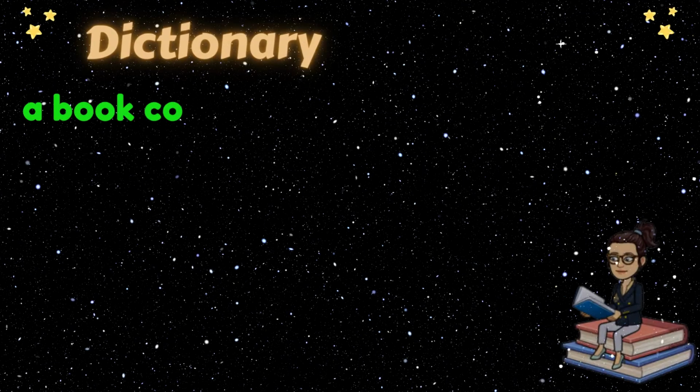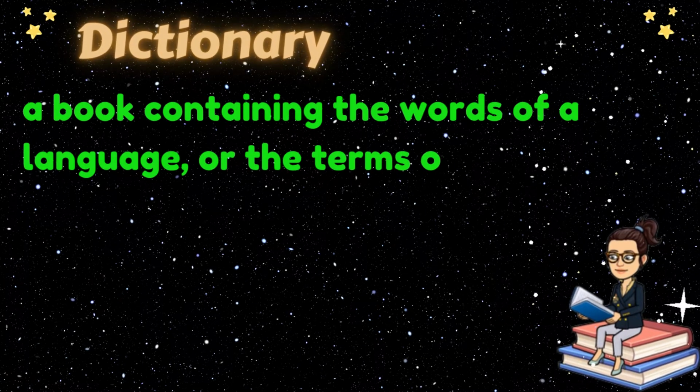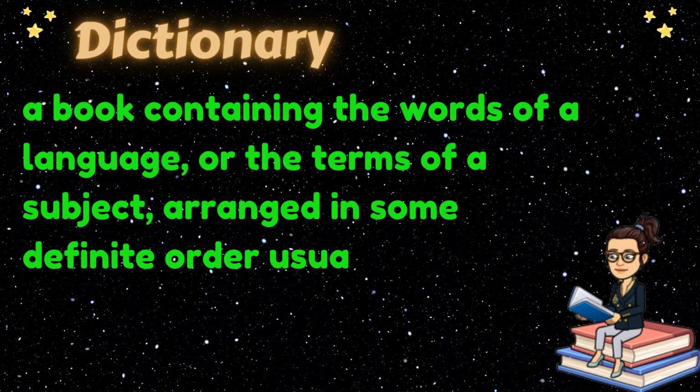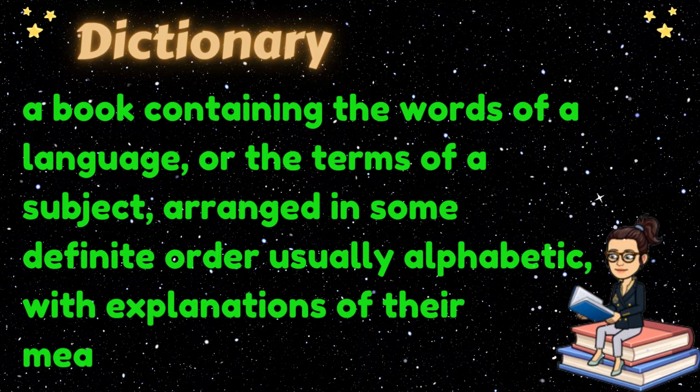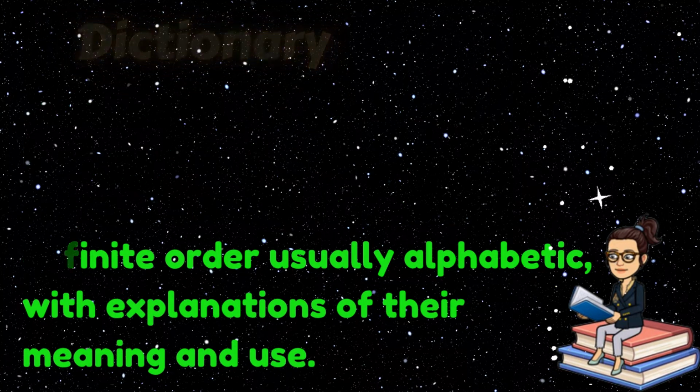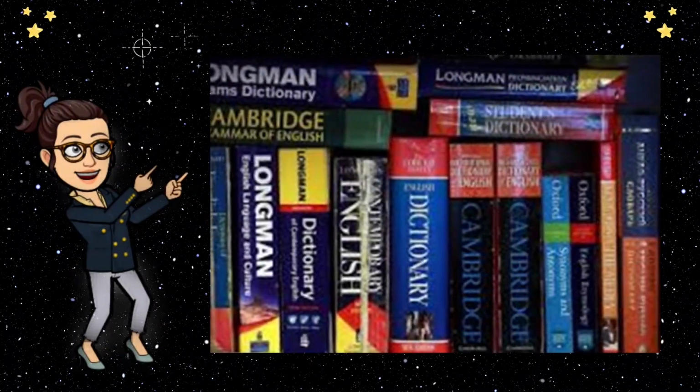The first example is a dictionary. It is a book containing the words of a language, or the terms of a subject, arranged in some definite order, usually alphabetic, with explanations of their meaning and use. These are the examples of dictionaries.